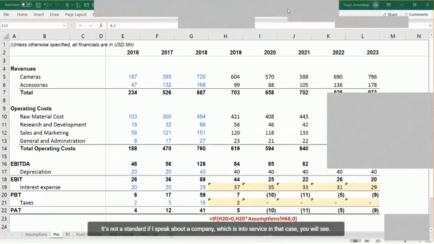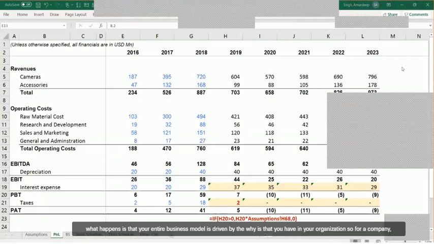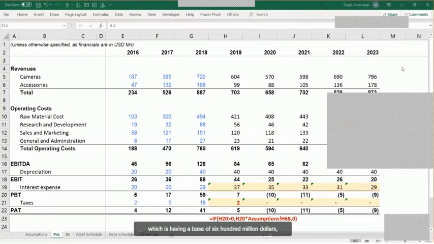If I speak about a company which is into service, in that case, you would see that employee cost is going to be about 60% of the total cost. Let's say if I speak about the IT industry. In the IT industry, your entire business model is driven by the employees that you have in your organization. So for a company which has a base of, say, $100 million, you would find roughly about 50 to $70 million coming from the employee cost.